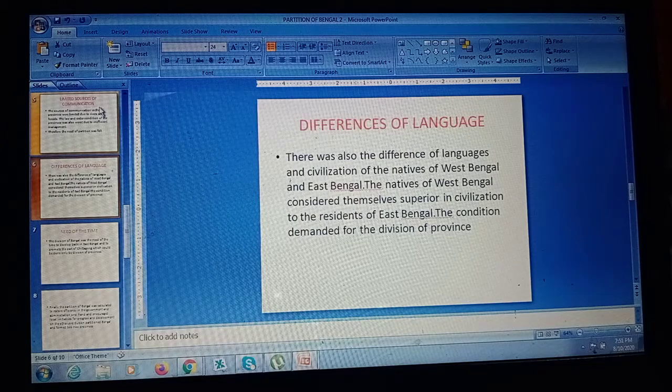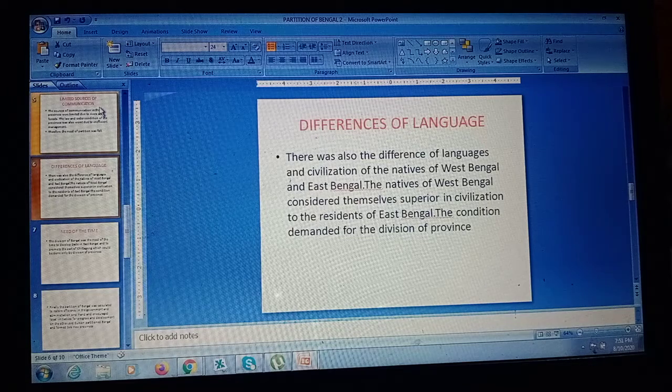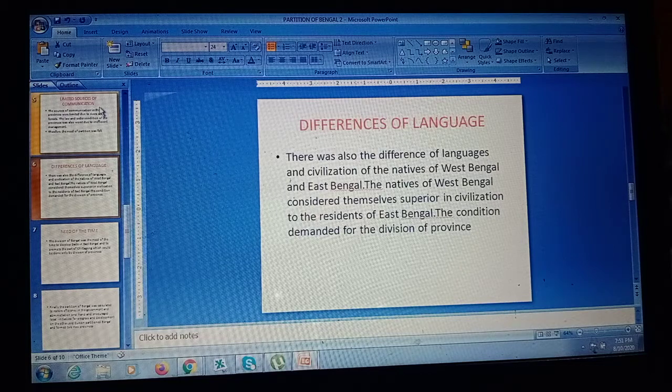And of course the differences of languages. Now the languages here were those of the natives of West Bengal and East Bengal. West Bengal comprised people speaking different languages like Oriya, Bengali, and Bhojpuri. And East Bengal had a majority of Muslim people. So the culture also did not match, and they had to divide Bengal into two different provinces, as they then called them, and now we call them states. So it had to be divided into two different provinces.